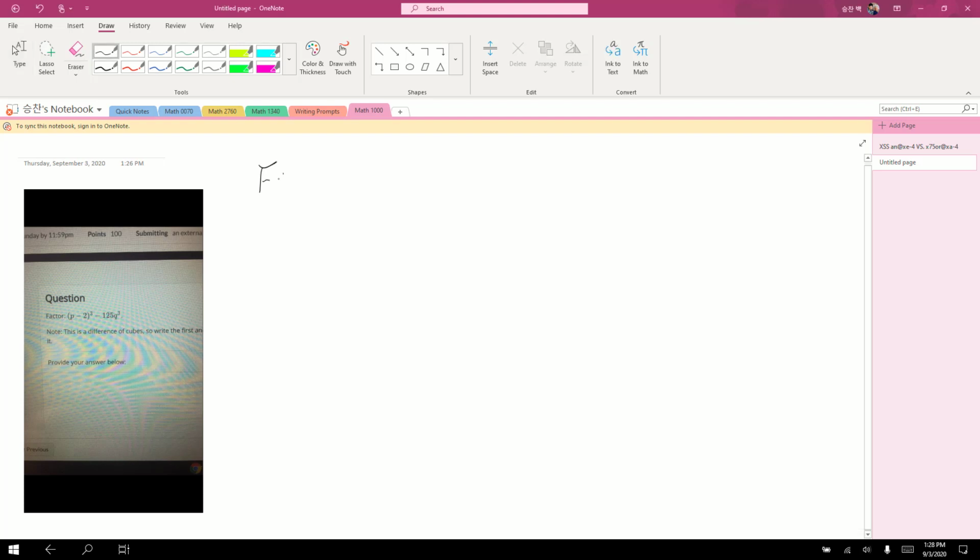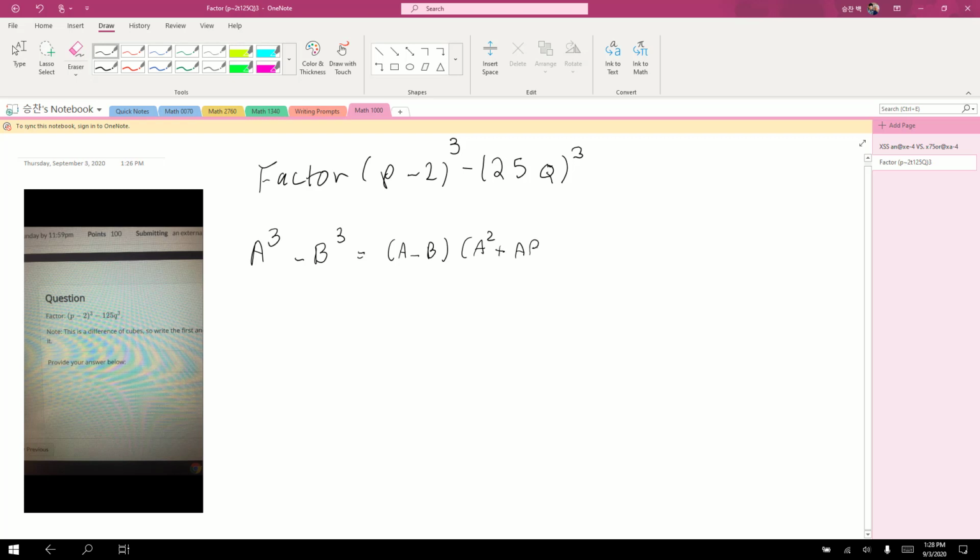Alright, so it says factor (p minus 2) to the third minus 125q to the third, and it gives you the hint that it is a difference of cubes. So the formula for factoring the difference of cubes is a cubed minus b cubed, that will be (a minus b) times (a squared plus ab plus b squared).